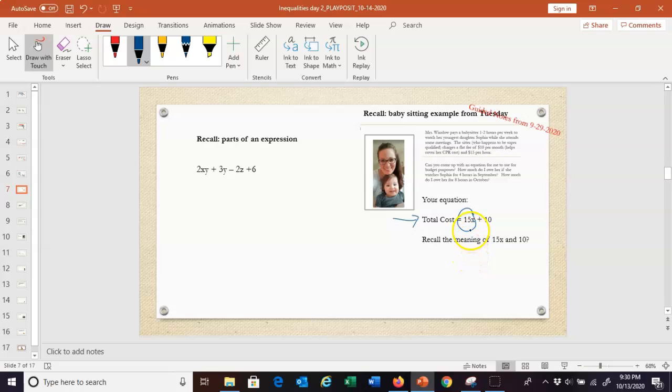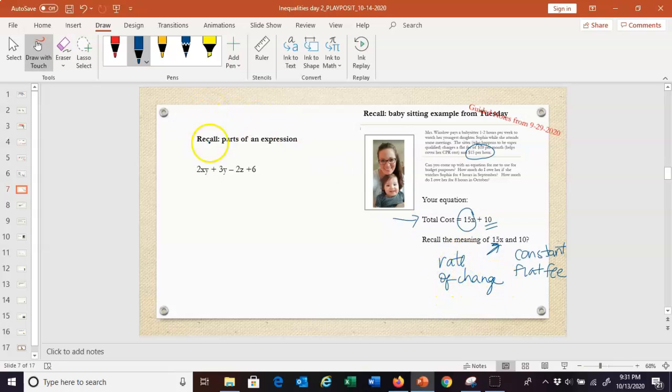Now the 15 is the rate of change. It's what's changing. That is going to be the per hour fee. So it's going to change based on how many hours I hire the babysitter for. So the total value of that term will change. And then the 10 is the constant. That stays the same. That's that flat fee that we talk about. This is the rate of change.